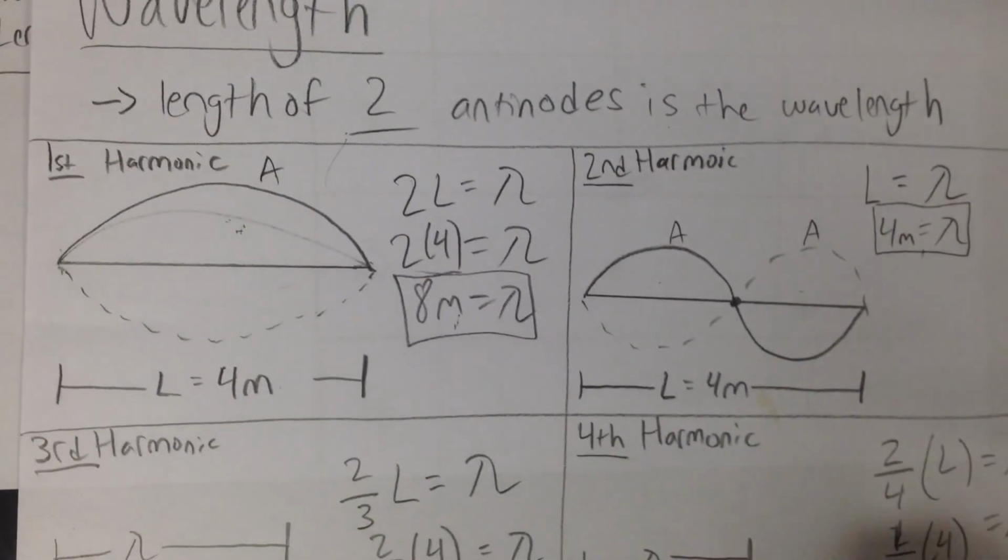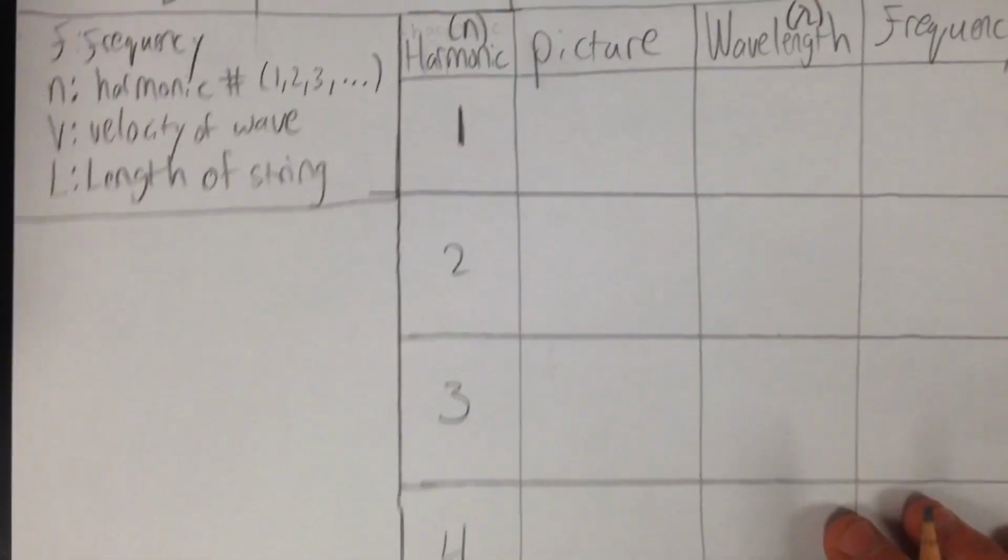So the wavelength comes all from the picture. If you could just look at it and see how long 2 antinodes are, that's the wavelength. Okay.